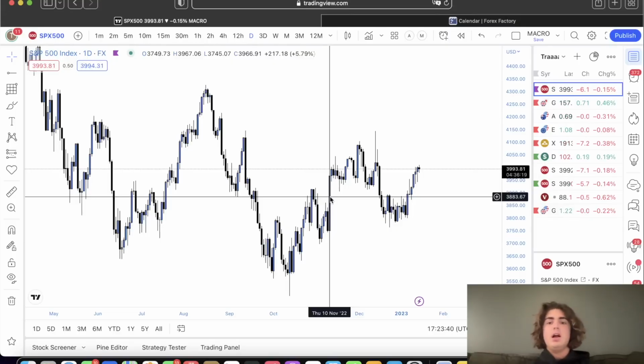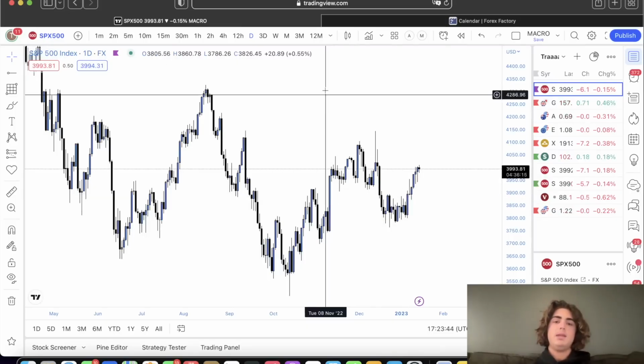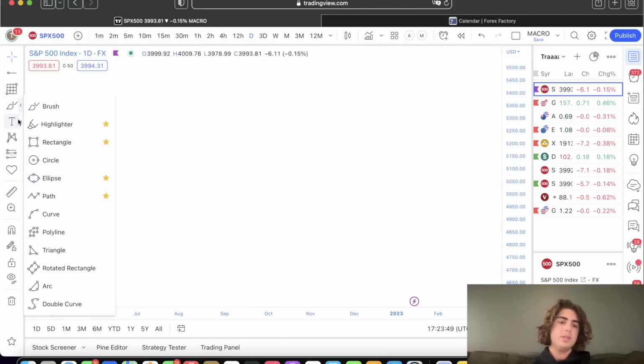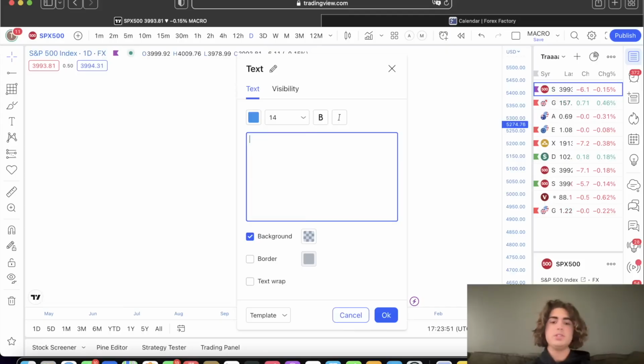So to start off, what do I look for? What are my main keys when I'm looking for entries? Let's get our little text tool out before we just jump in. The first thing I want to see is a liquidity sweep. Why do I want to see that first?